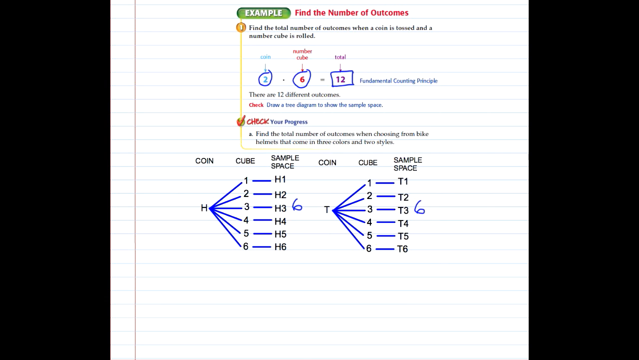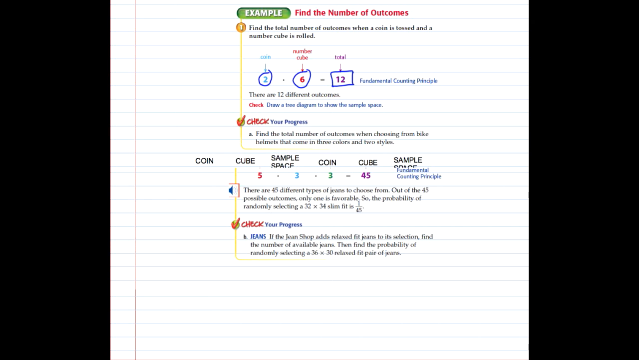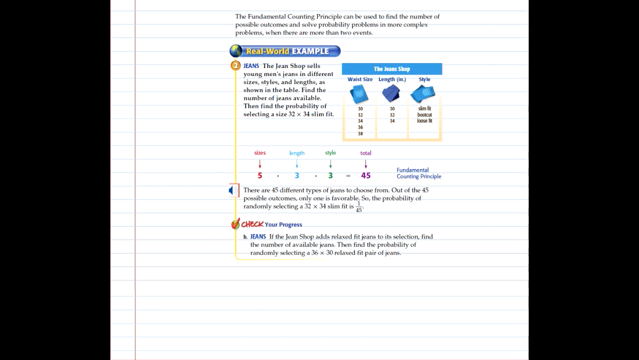Find the total number of outcomes when choosing from bike helmets that come in 3 colors. So I have colors and styles. 3 colors, 2 styles. How many combinations? 6. The fundamental counting principle can be used to find the number of possible outcomes and solve probability problems in more complex problems when there are more than 2 events.